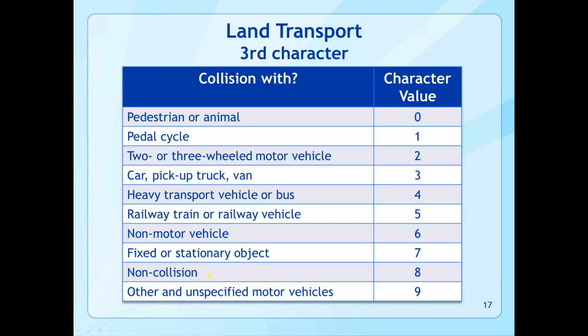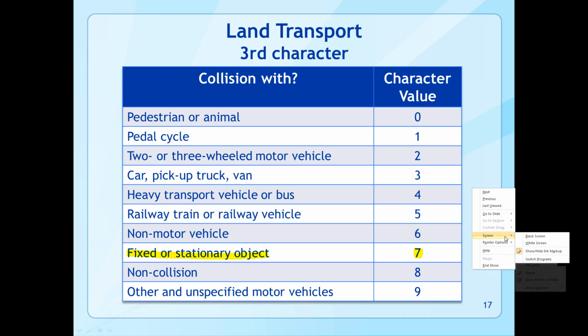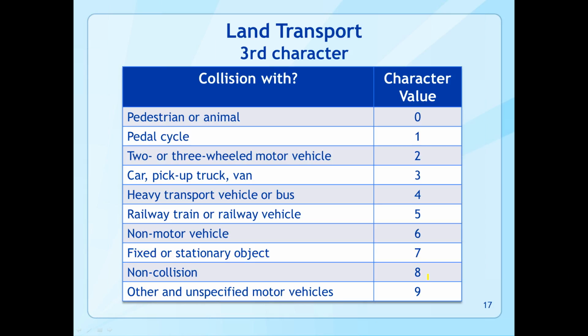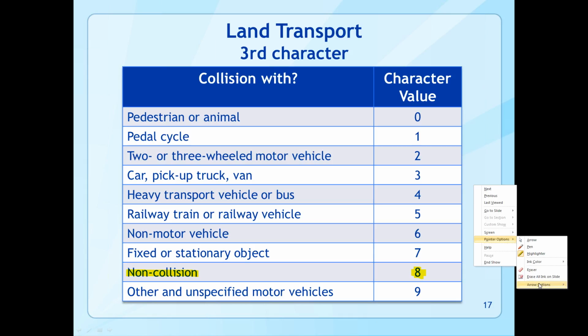If the person who was injured ran into a fixed or stationary object, such as a tree or a highway median, you'd look for a third character of 7. And if there was no collision at all, for example, a car that rolled over without hitting anything, you'd look for a third character of 8. So in the case of a person in a rollover crash that didn't hit anything, you'd look at codes that begin with V48: V for transportation, 4 for a car occupant as the person who was hurt, and 8 for a non-collision event. Next slide, please.